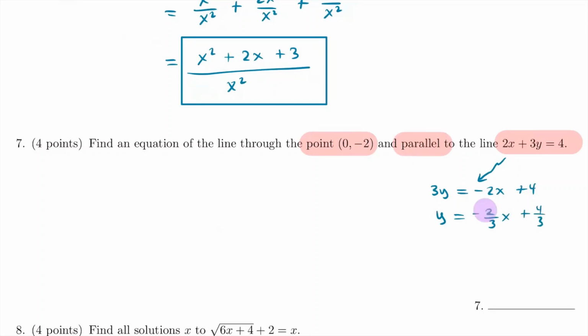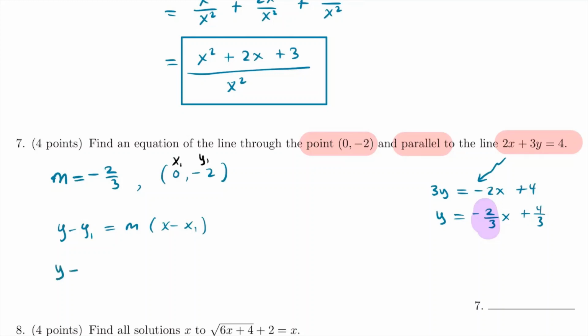So here's the slope that we want to borrow. Since it's parallel, our slope, m, is going to be the same. So here's the slope, and the point we're going to use is 0, negative 2. So our equation in point slope form, y minus y1 equals m times x minus x1, is going to be the following. So we have the slope, call this one x1, call this one y1, plug them in. So this is y minus negative 2 equals negative 2 over 3 x minus 0.